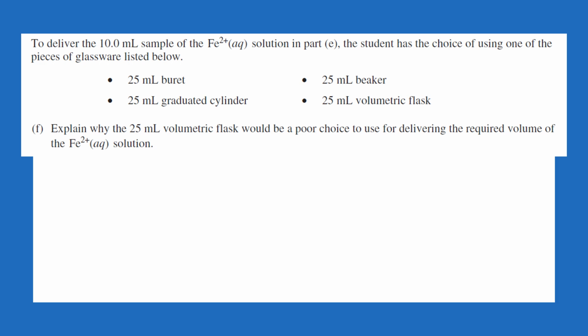Well, volumetric flasks only measure one specific volume. So in this particular one, it will be 25 milliliters. So we'll have a line, and that one line measures 25 milliliters. So it would not be good for measuring 10 milliliters because we don't know where that is in the flask. A beaker's also probably not a good choice, because it typically doesn't have very accurate graduations. But a burette or a graduated cylinder, depending on the precision, will probably be better choices.